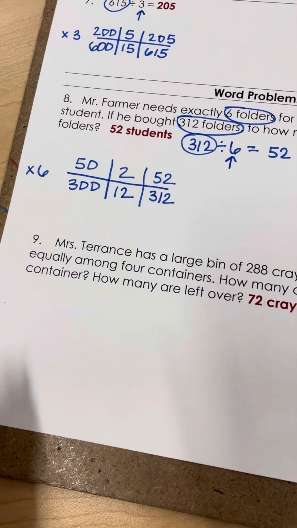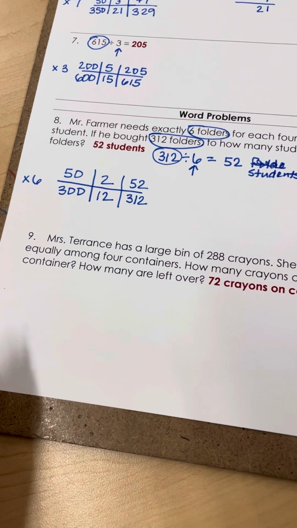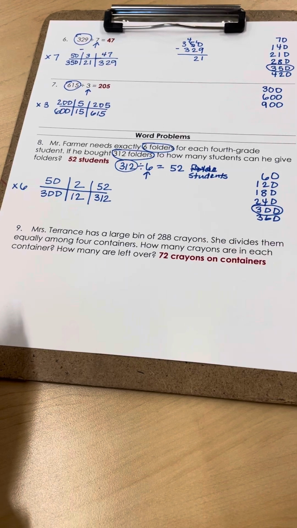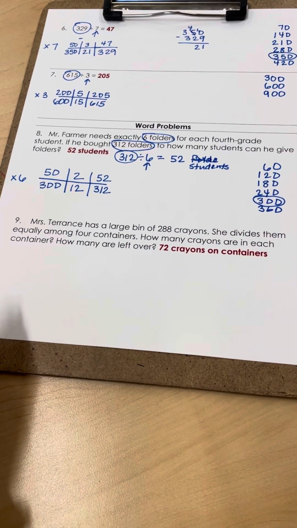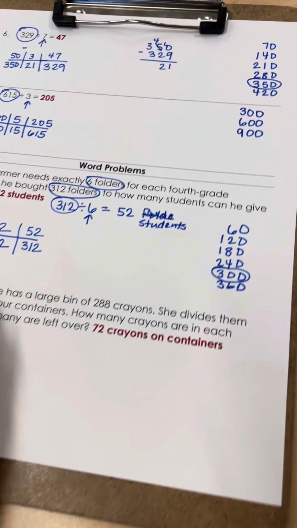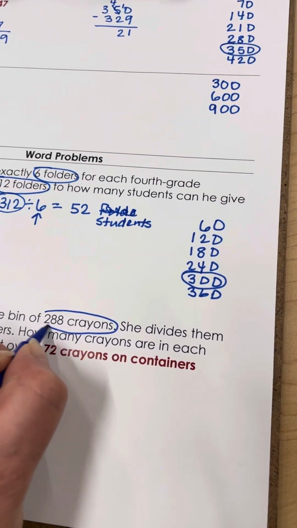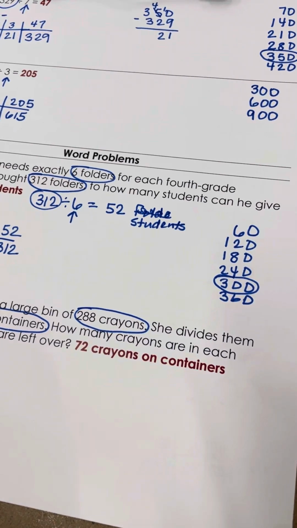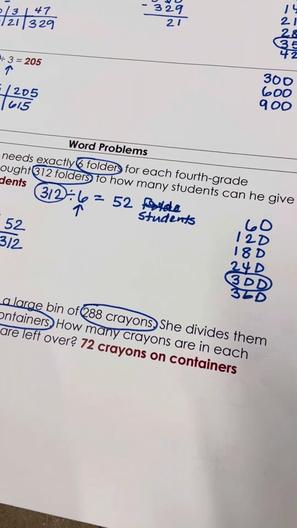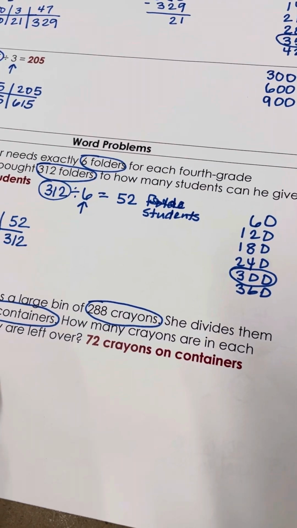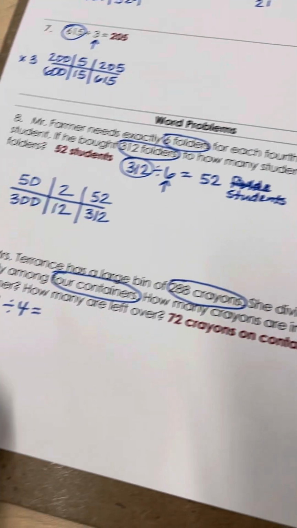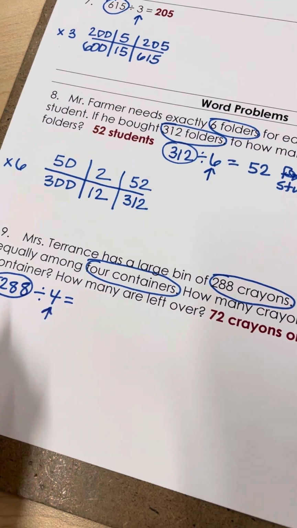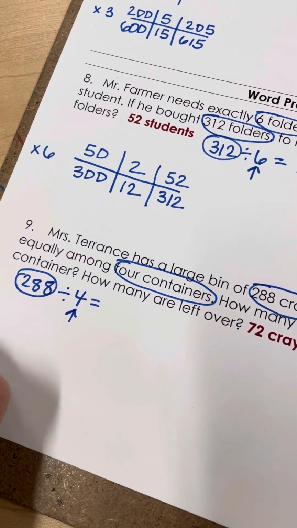All right, Mrs. Terrence has a large bin of 288 crayons. She divides them equally among 4 containers. How many crayons are in each container? How many are left over? So 288 crayons, she's putting them into 4 containers. 288 divided by 4 is going to be my equation. So we're going to circle 288, that's what we're trying to get to, and we're going to go by 4s. So times 4.